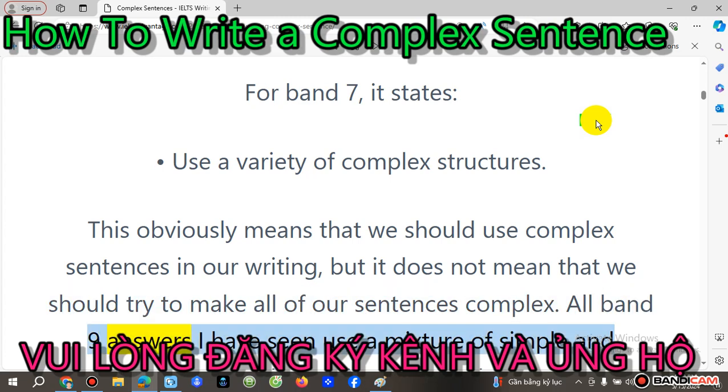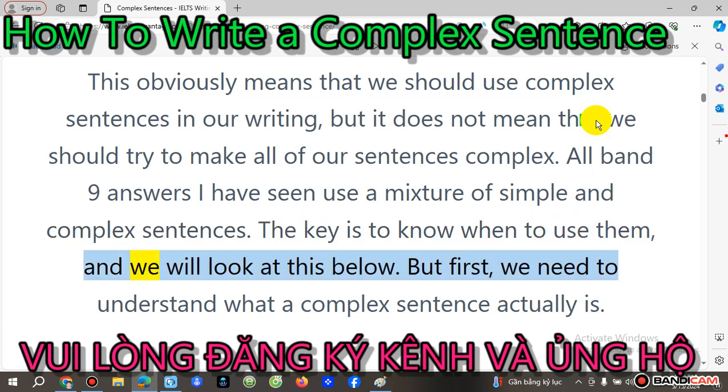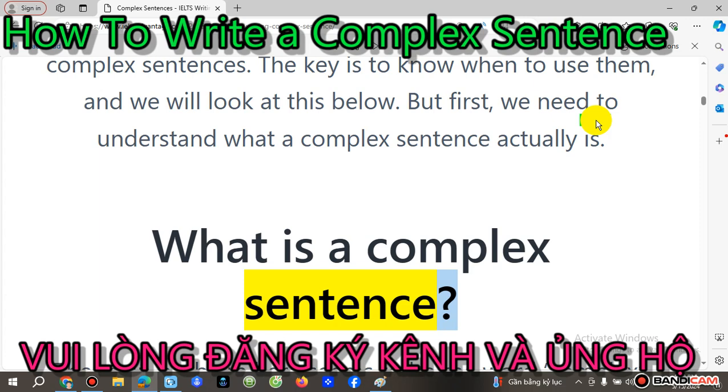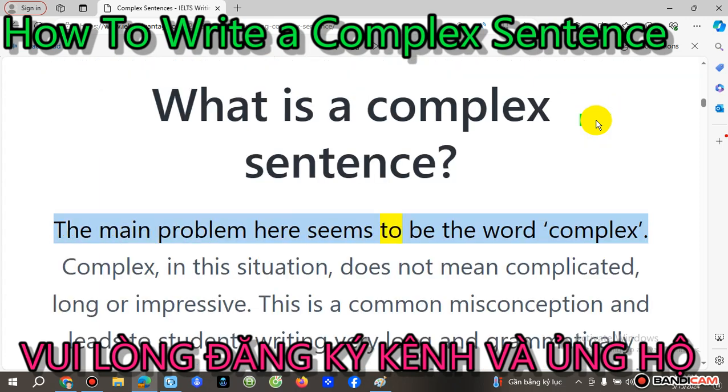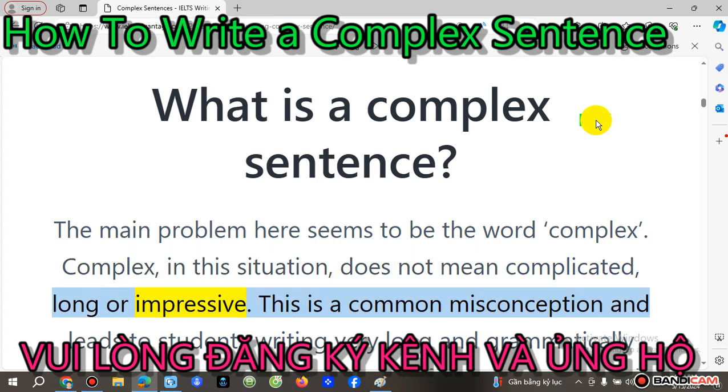All band 9 answers I have seen use a mixture of simple and complex sentences. The key is to know when to use them, and we will look at this below. But first, we need to understand what a complex sentence actually is. What is a complex sentence? The main problem here seems to be the word complex. Complex, in this situation, does not mean complicated, long or impressive.